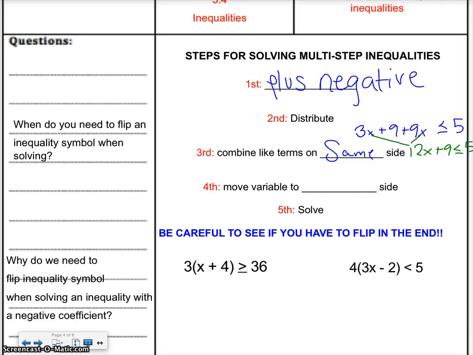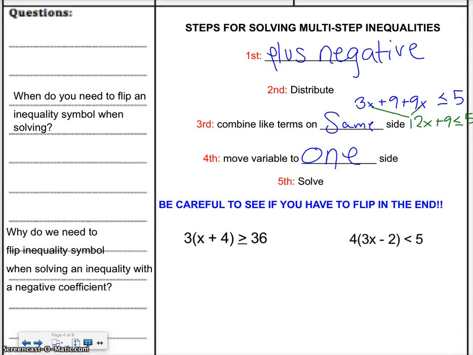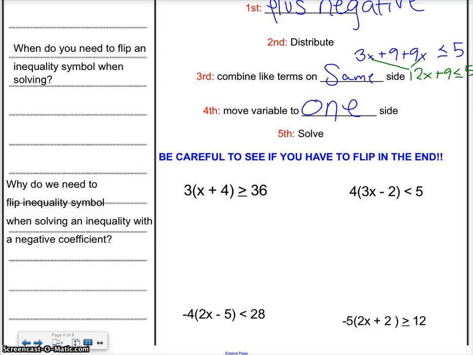Then you move the variable to one side of the inequality. Go down. And then you solve. But look at what you have to be careful for. You have to be careful about flipping now. Remember, you flip if the last thing you do is multiply or divide by a negative. We flip it. M, D, and F. If we multiply or divide by a negative number in the end, you have to flip.